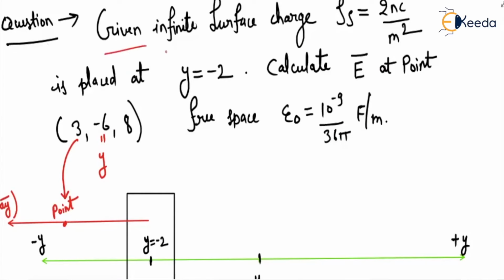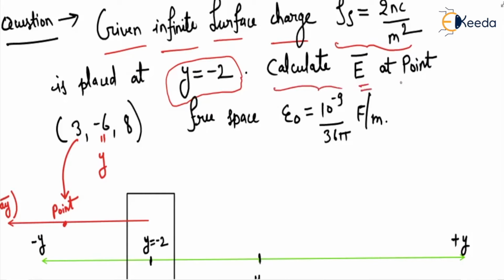Question is, given infinite surface charge rho s is equal to 2 nanocoulomb per meter square is placed at y is equal to -2. Calculate electric field at point (3, -6, 8), where the medium is given as free space and epsilon naught is 10 to the power minus 9 divided by 36 pi farad per meter.